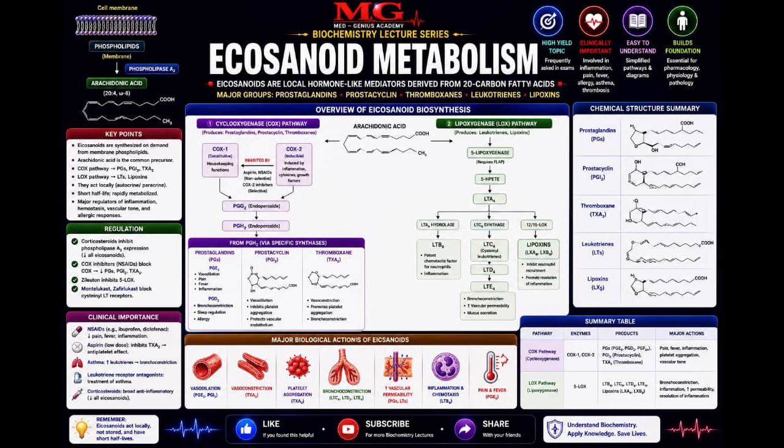So you inhibit phospholipase A₂ by what? Corticosteroids. You inhibit cyclooxygenase by what? NSAIDs. And you inhibit leukotriene symptoms and 5-lipoxygenase by what? Montelukast, Zafirlukast, and zileuton.